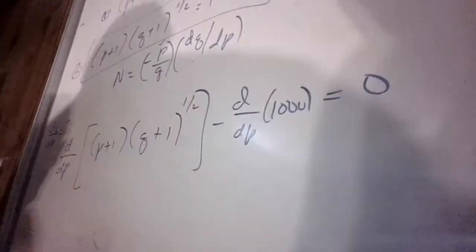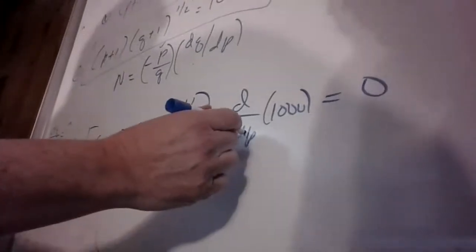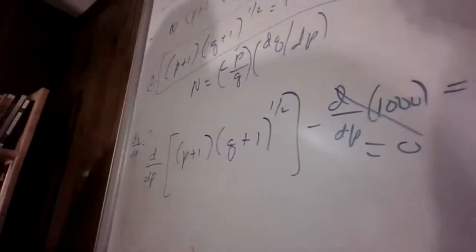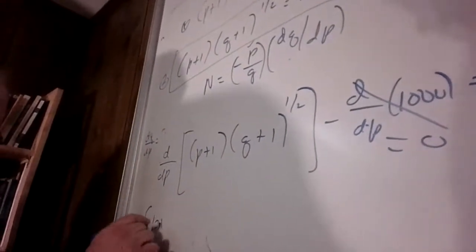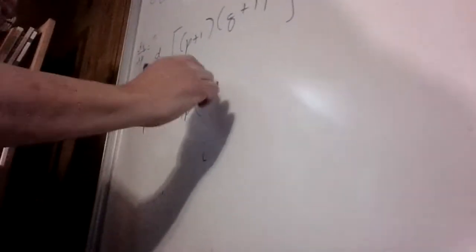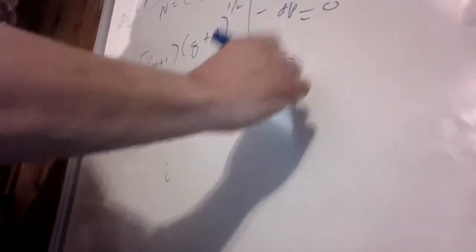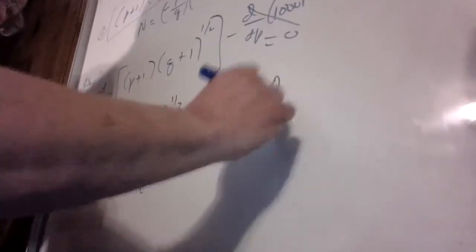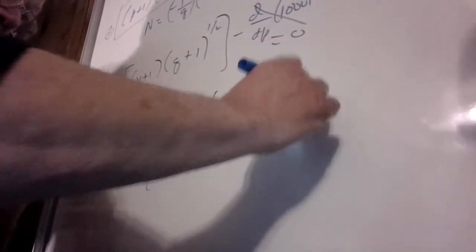And I'm going to be 0 on the right. Okay, I know this is the derivative of a constant, so that's 0. This is a product rule. So I'm going to put the product rule: P plus 1, the derivative with respect to P, Q plus 1 to the 1/2, plus Q plus 1 to the 1/2, the derivative with respect to P plus 1, and that's going to equal 0.